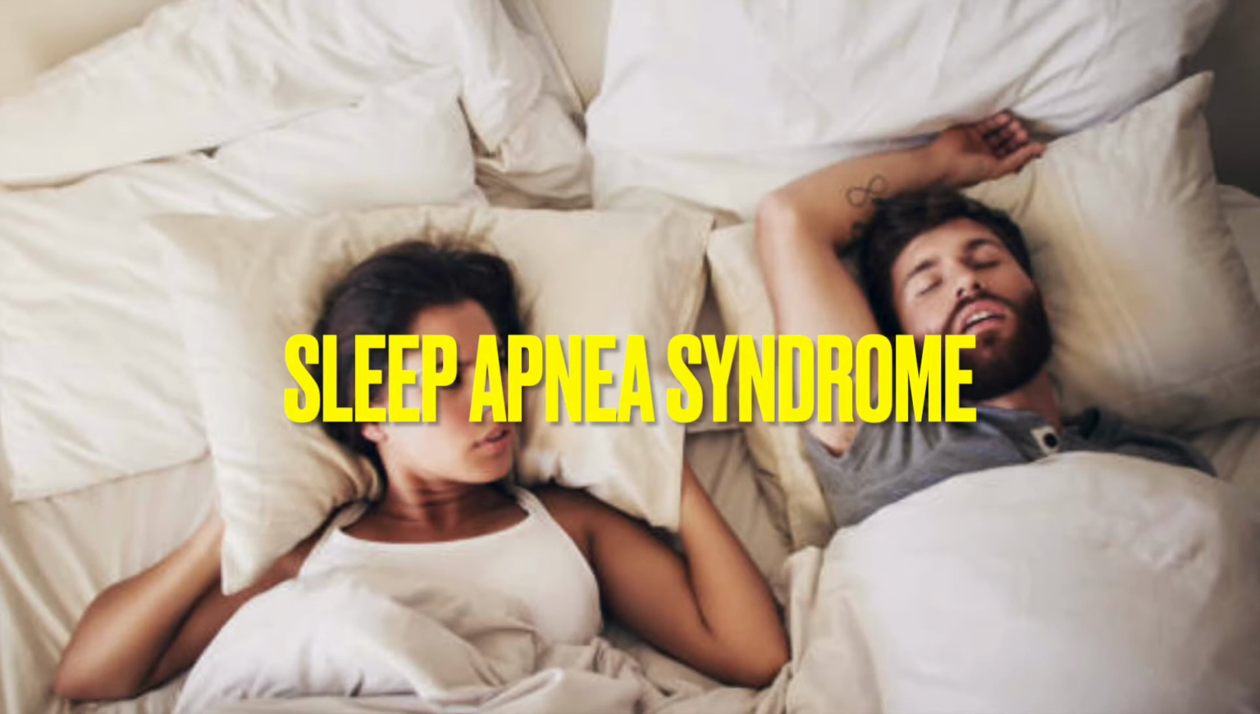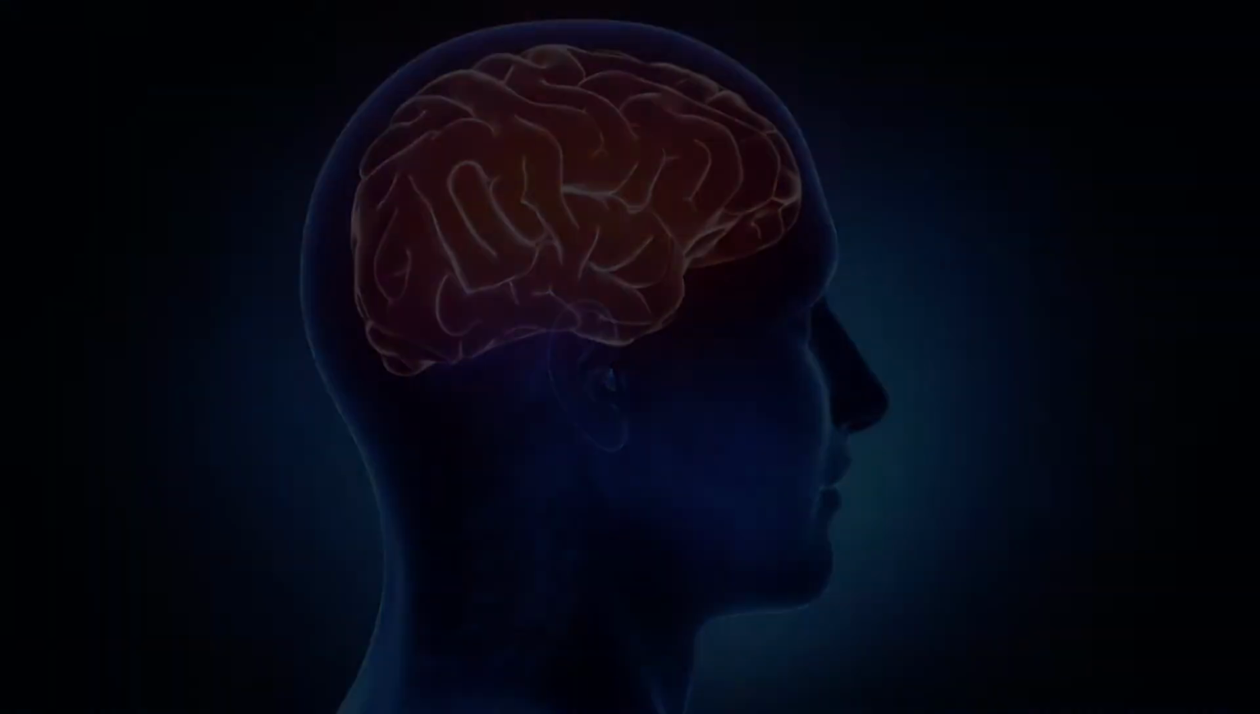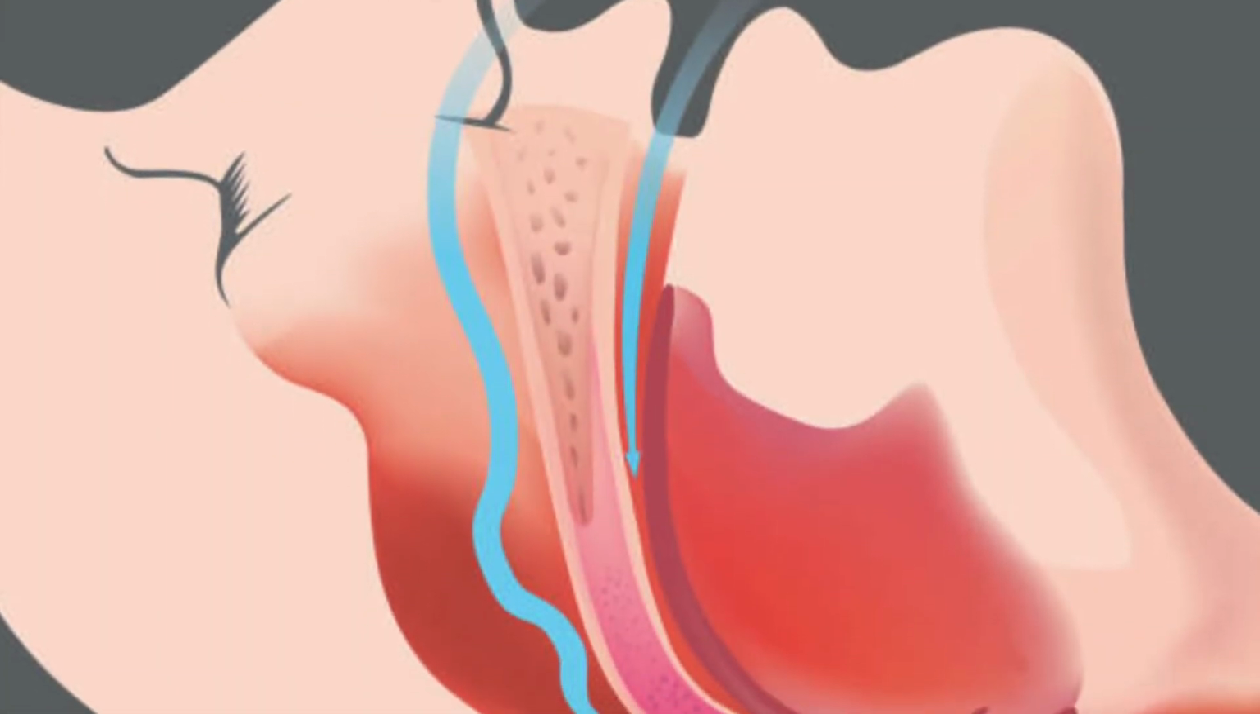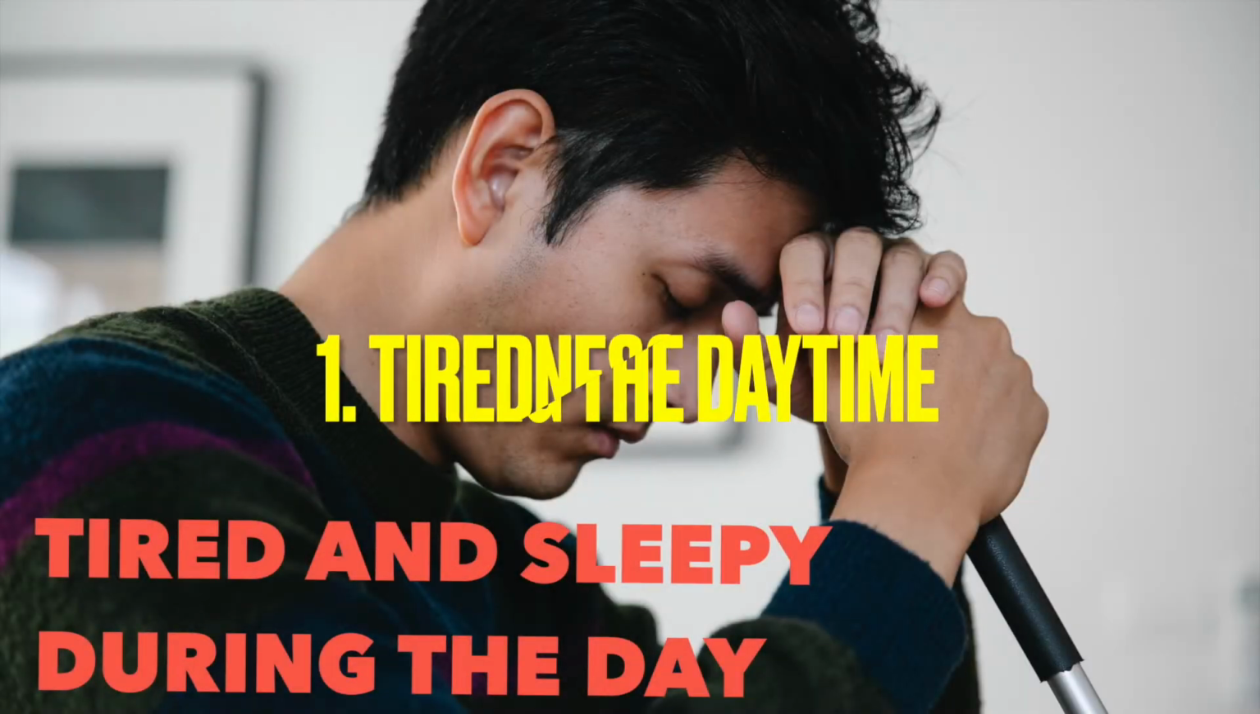Complex sleep apnea syndrome. This is known as treatment-emergent central sleep apnea, which occurs when someone has both obstructive sleep apnea and central sleep apnea. Sleep apnea is a serious medical condition, and the several complications can include: 1.